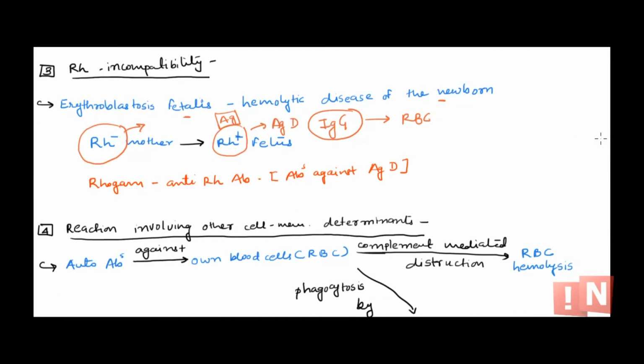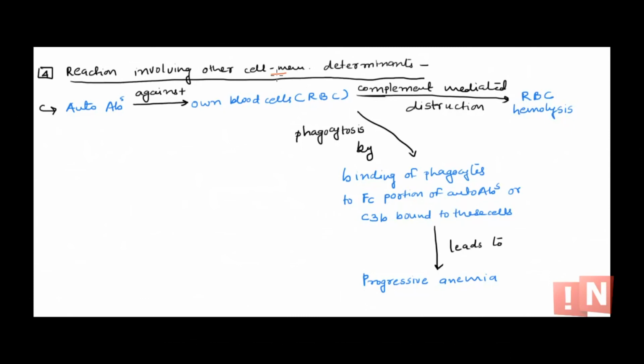And the last is reaction involving some of the cell membrane determinants. Let's say, for example, on our own RBC there are certain molecules. Now there can be various reasons, maybe due to some infection or due to unknown reasons, you might have autoantibodies made against your own blood cells, let's say autoantibodies against your own RBC due to some defect. If the antibody is bound to the RBC, it can either cause complement mediated lysis of the cell, so RBC hemolysis could be there, or it can cause phagocytosis resulting in progressive anemia.